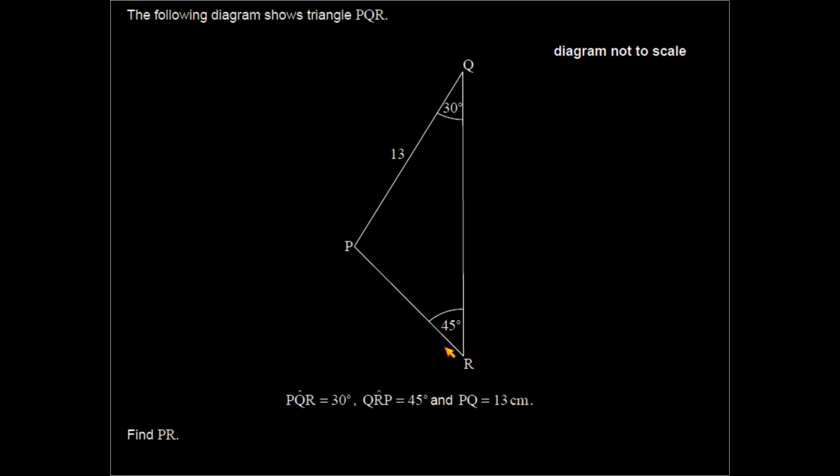Now, in this case, you can see that we've got a side and angle pair. So this is a side, and this is the angle opposite it. This makes a side and angle pair. And then we've got the angle opposite the side we're trying to find. So this is a candidate for using the sine rule.